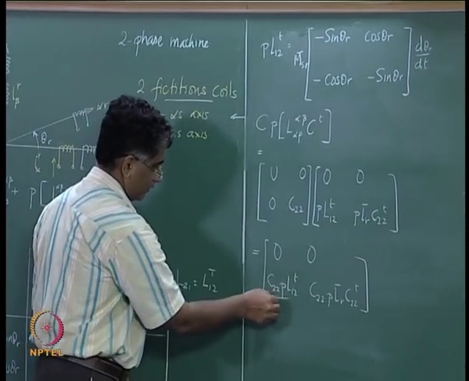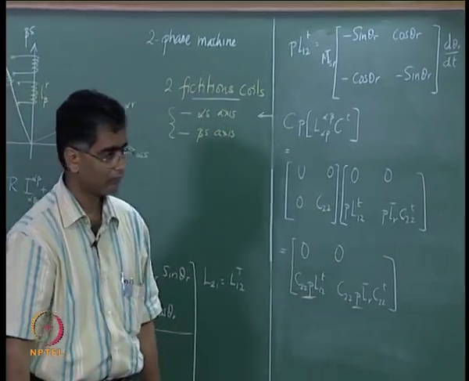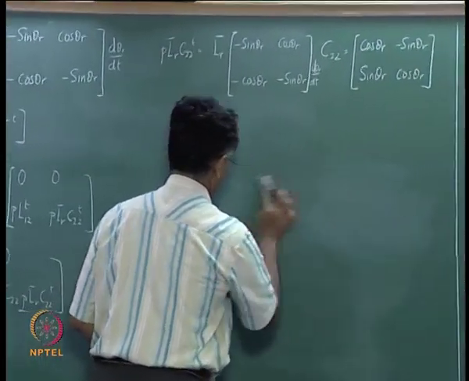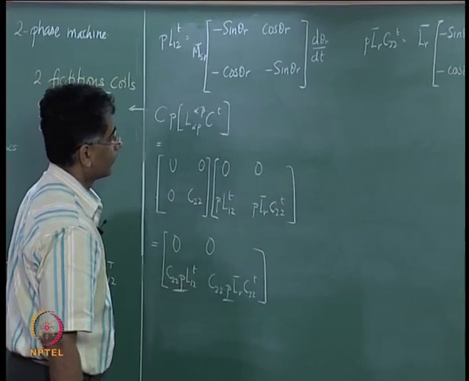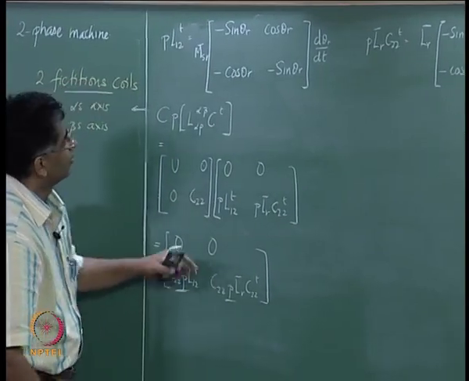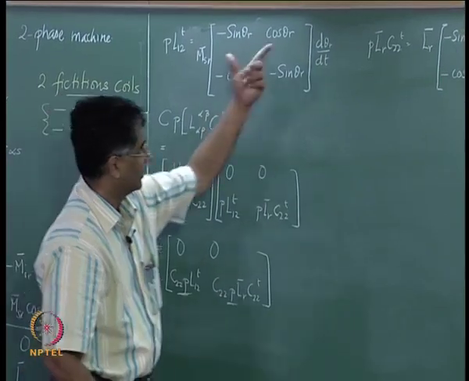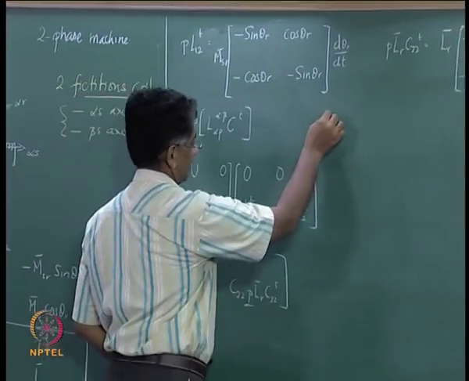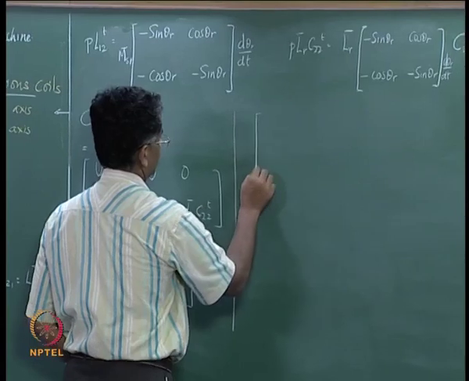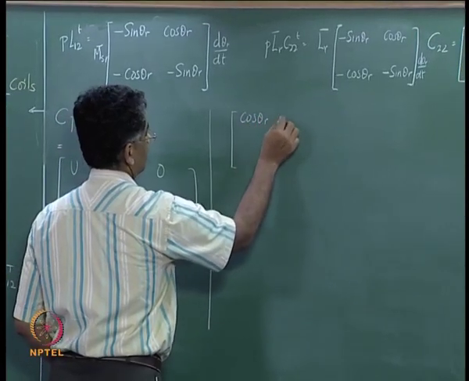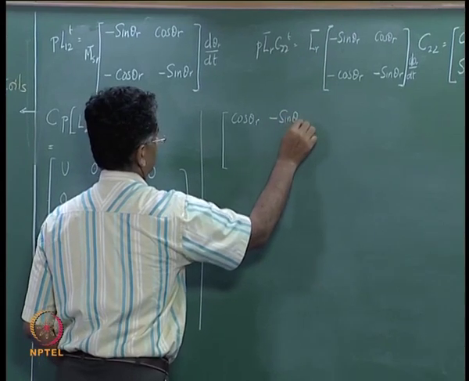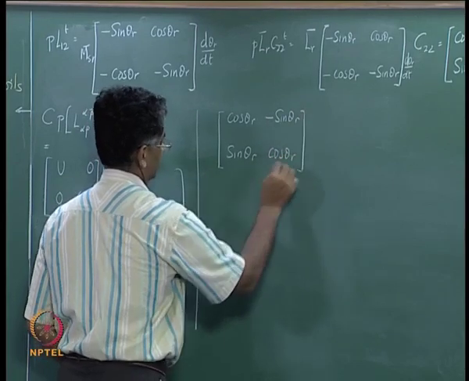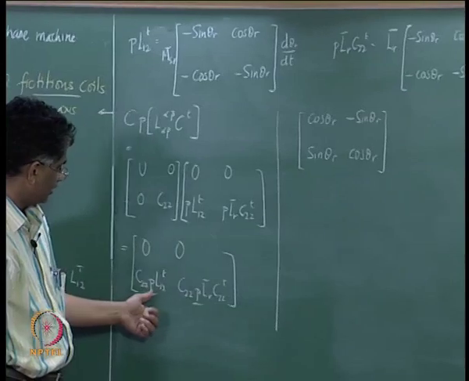So, we now need to evaluate this term and this term. So, let us do that. We do not need this expression anymore, so let us get rid of that. Essentially then we need to multiply this matrix and this matrix by C22, that is what this expression says. So, let us do that. C22 is cos theta r minus sin theta r, sin theta r and cos theta r, that is C22, multiplied by P L12 transpose.